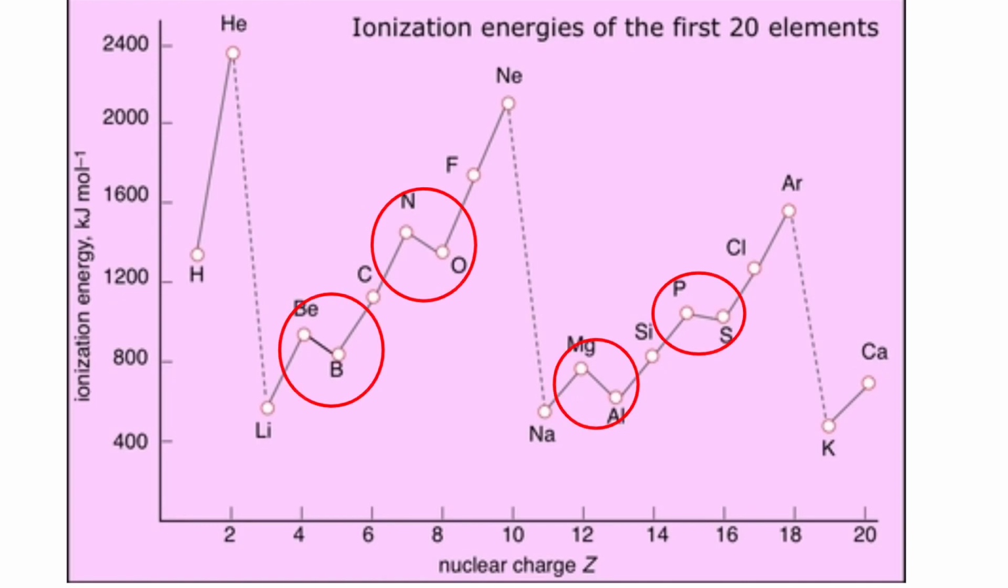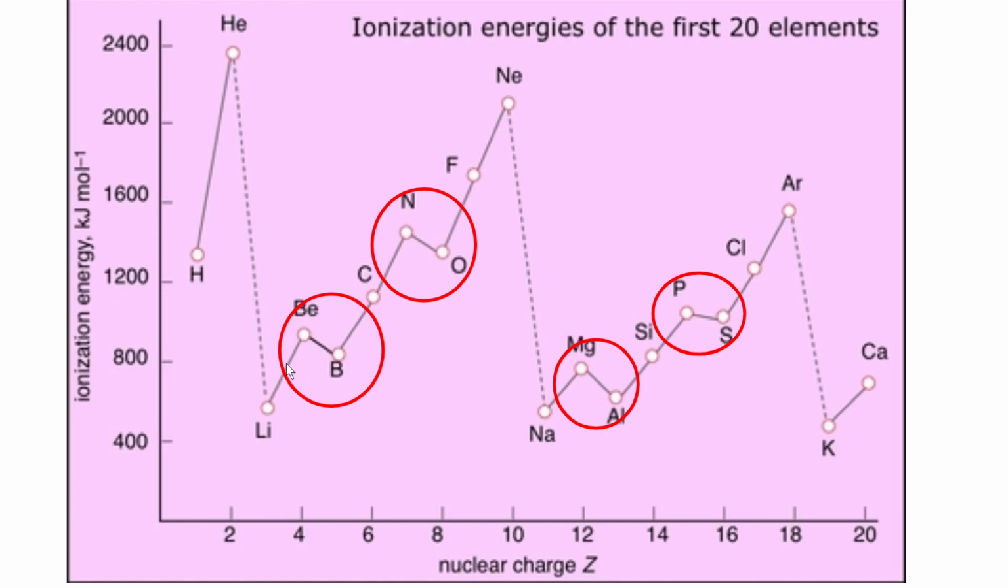So these exceptions are here. I've circled them with giant red circles. And as you can see, these buck the trend. So you'd think that boron had a higher ionization energy compared to beryllium, and oxygen had a higher ionization energy compared to nitrogen, but they don't. And by looking at their orbitals, we can find out why. So let's have a look at this.